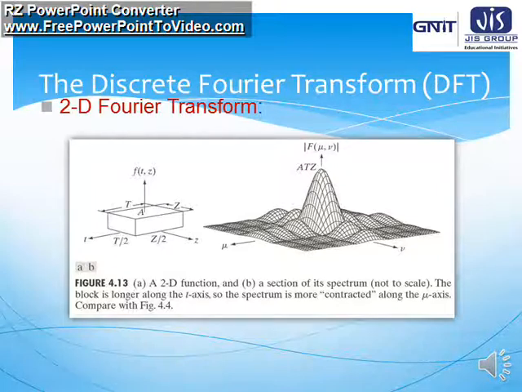In this diagram we can see a 2D function and a section of its spectrum. The block is longer along the t-axis, so the spectrum is more contracted along the mu axis. So this is the 2D Fourier transform.